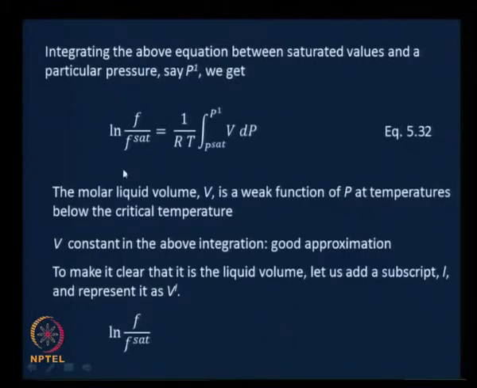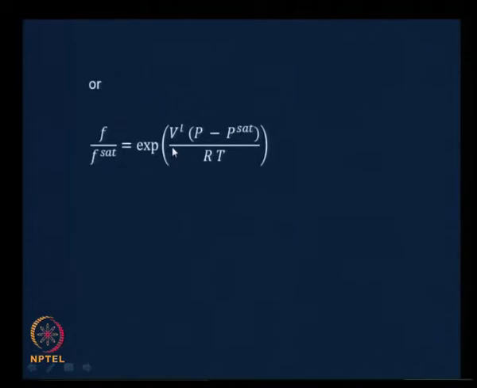Therefore, we will get ln of f by f sat equals 1 by RT, V^L is a constant that has come out. Therefore, V^L by RT, and the integral of P sat to P1 dP is nothing but P1 minus P sat. We are just going to drop this 1 here. Therefore, P minus P sat, or f by f sat equals exponential of V^L into P minus P sat by RT. Earlier there was a log here, therefore f by f sat becomes the exponential of the right hand side.